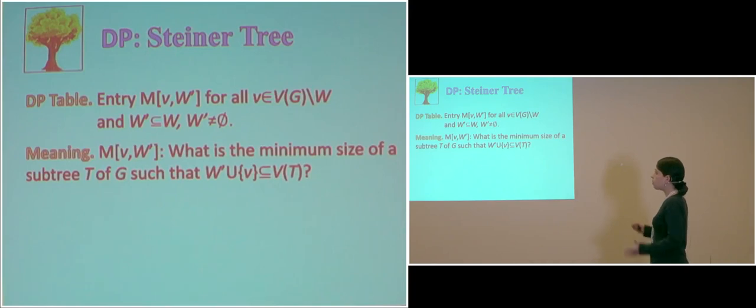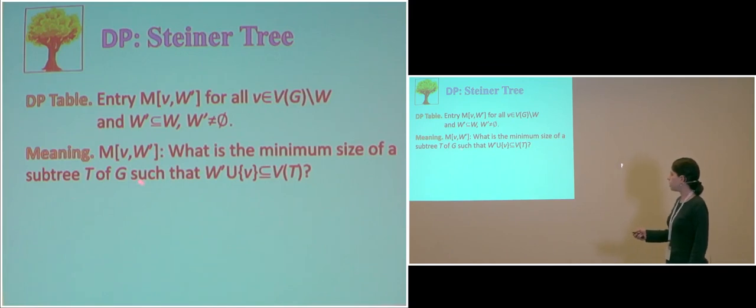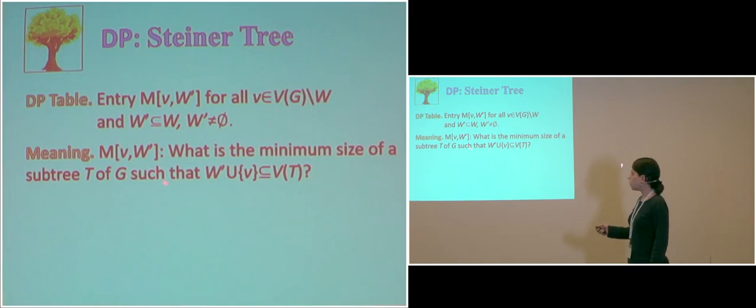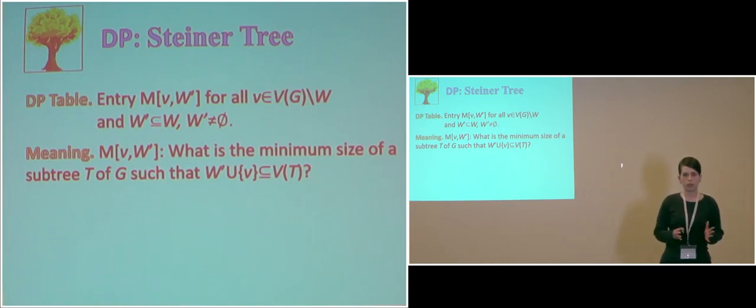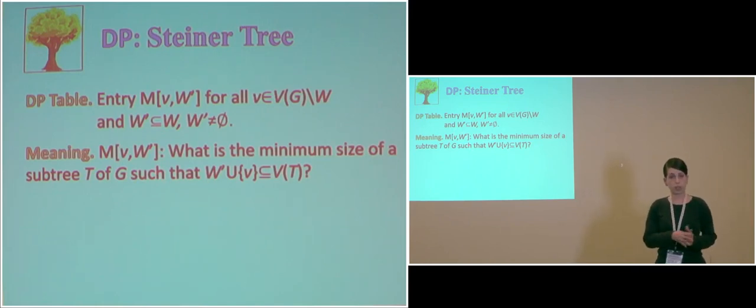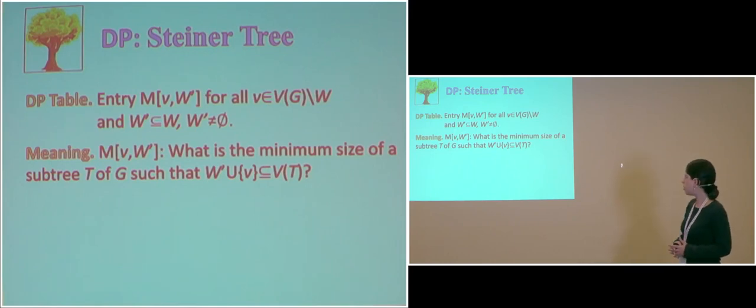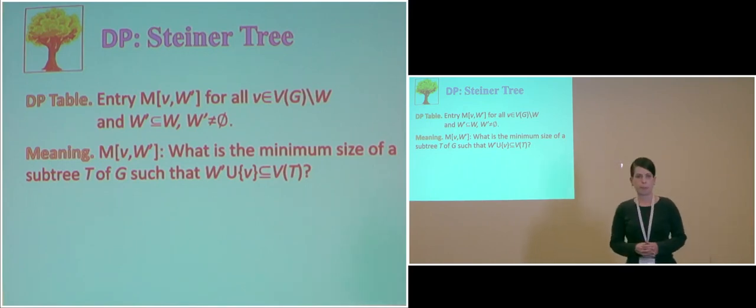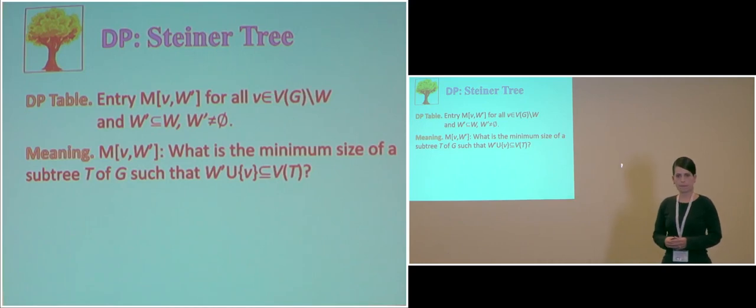Okay? This is an entry, and what would be the meaning of such an entry? It is like we are going to solve our problem with the terminal set being W prime union V. So in other words, we are asking ourselves what is the minimum size of a subtree T of G such that this subtree contains all of the terminals in W prime, and in addition to that, it also contains V. Okay, so we want to connect everything in W prime and also V. Is it clear? Okay.